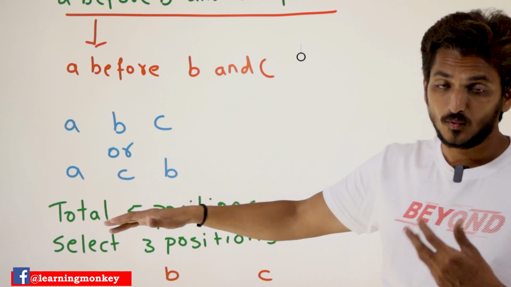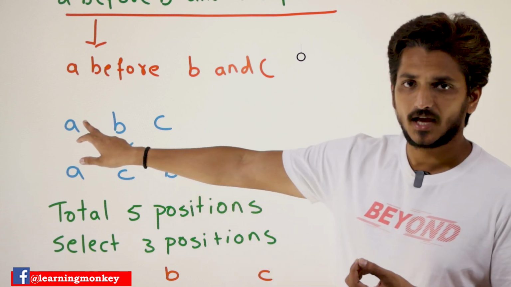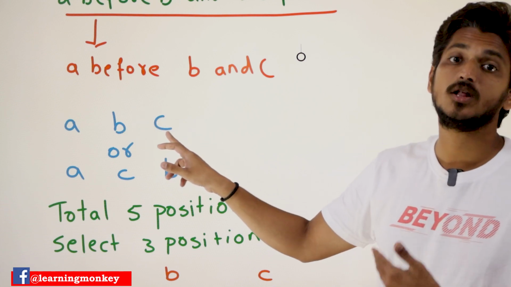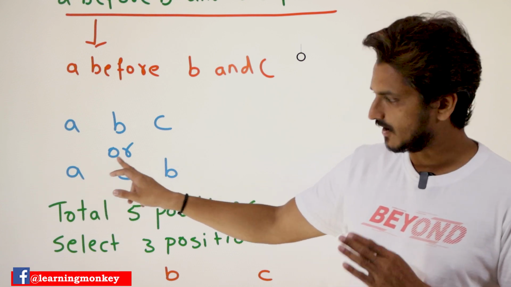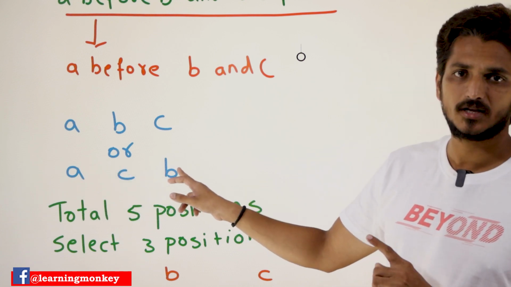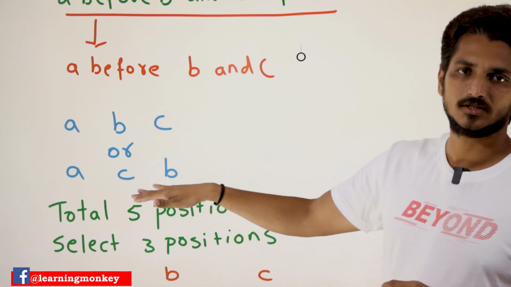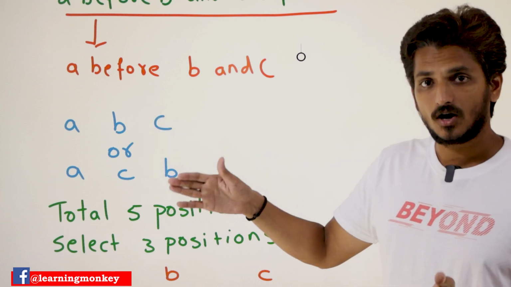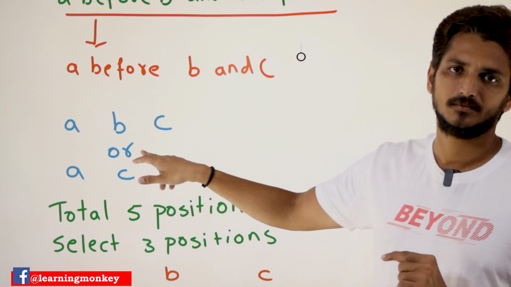So we need to find the permutations. Our arrangement should be in the form of first A, after that you should place B, after that you should place C. This is the order we need to maintain. Or the second order is first A, after that C, after that B. This is the second order we need to follow. Either this order or the second order. This or that means we go with plus in between.